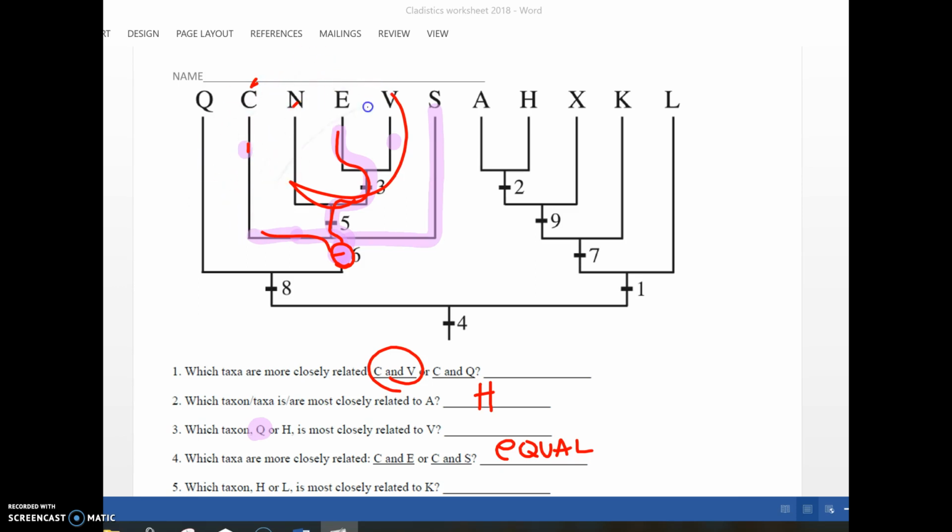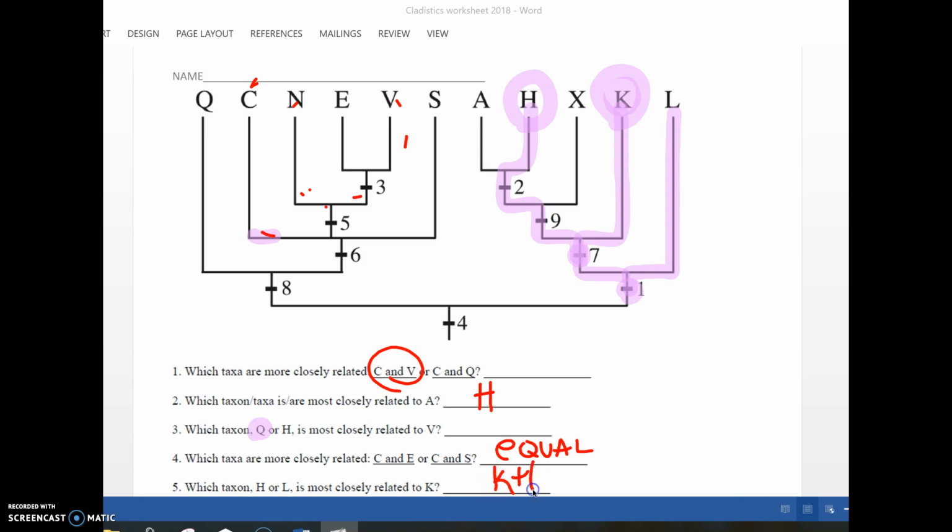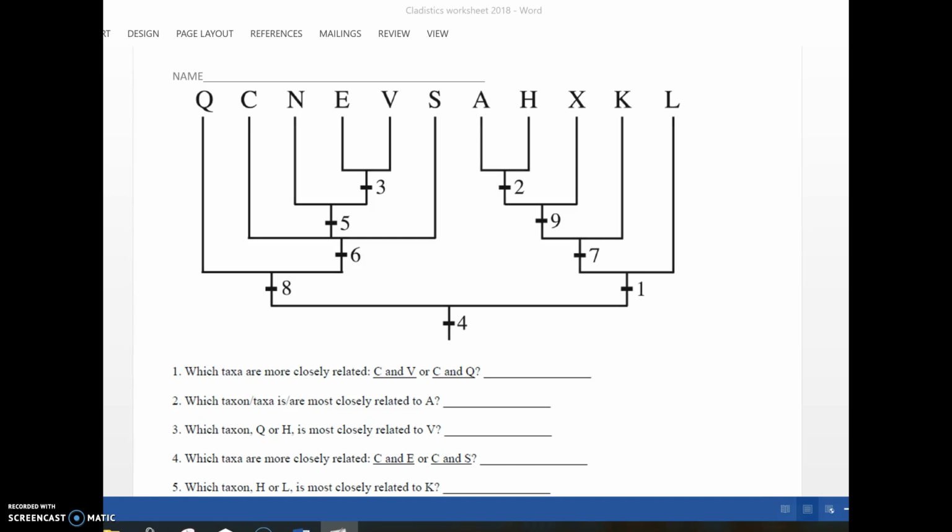So let's take a look at K first. Get rid of all this. Okay, so here's K right here. And they want to know H or L. So L and K track back to 1. That's their most recent trait. And then K and H here track back to 7. So your answer would be K and H. Those would be the more closely related, not K and L. You have to go further back to connect K and L than you do to connect K and H. So hopefully this little practice sorts out any issues that you might be having.